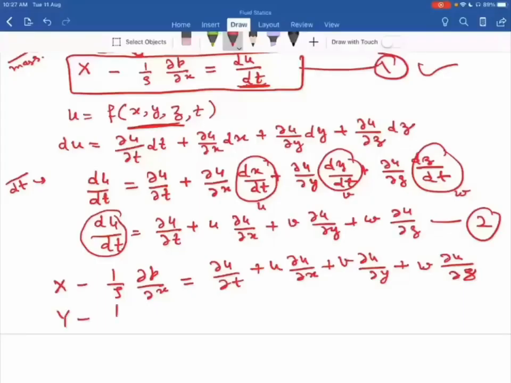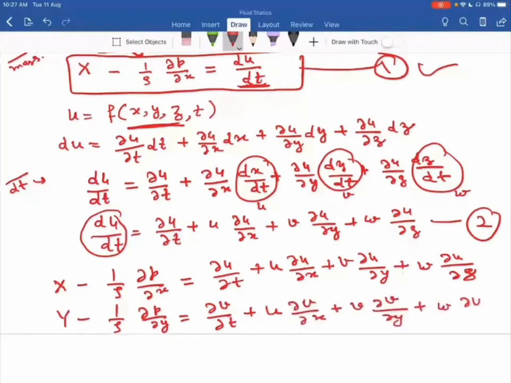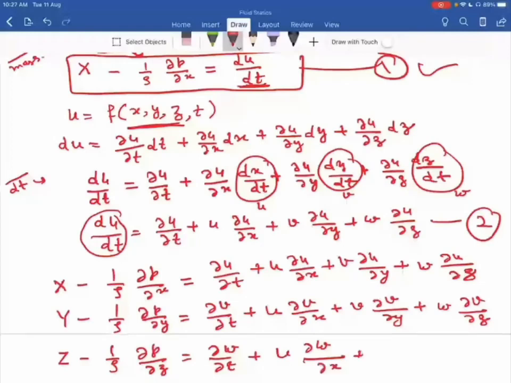If I try to write the equation along y axis, so this becomes y minus 1 by rho curly p by curly y equal to curly v by curly t, because velocity along y direction is v, plus u curly v by curly x plus v curly v by curly y plus w curly v by curly z. Similarly along z axis, z minus 1 by rho curly p by curly z equal to curly w by curly t plus u curly w by curly x plus v curly w by curly y plus w curly w by curly z.